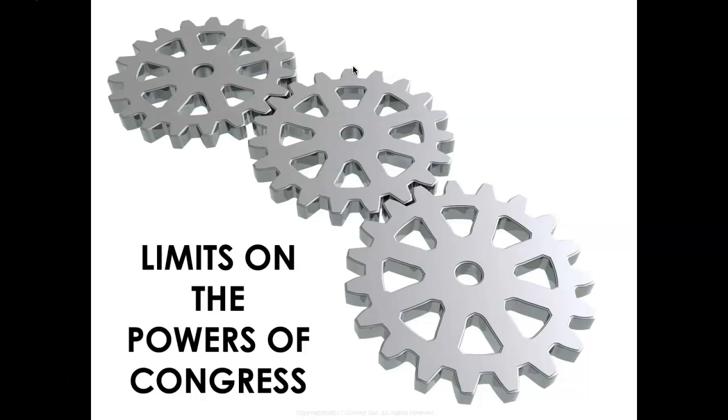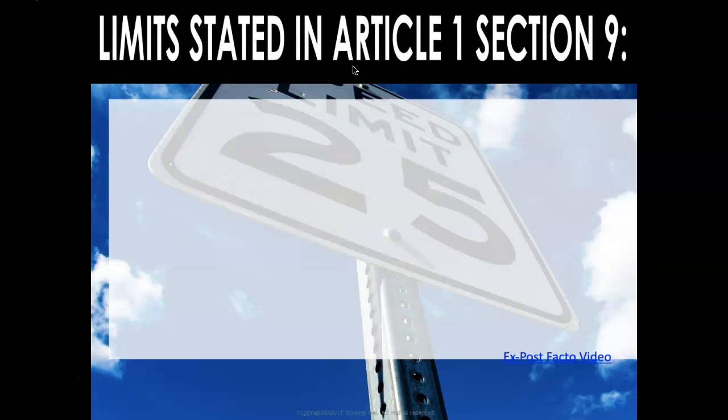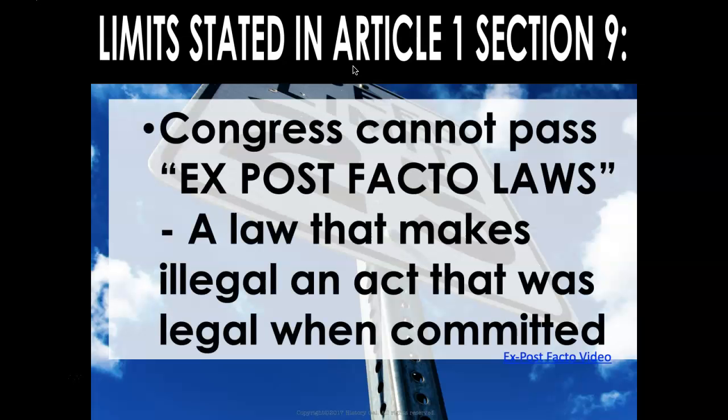Here are some limits on the powers of Congress. Now, the limits of Congress are stated in Article 1, Section 9 of the Constitution. It says that Congress cannot pass ex post facto laws. What does that mean? A law that makes illegal an act that was legal when committed is something that, of course, should not stand.